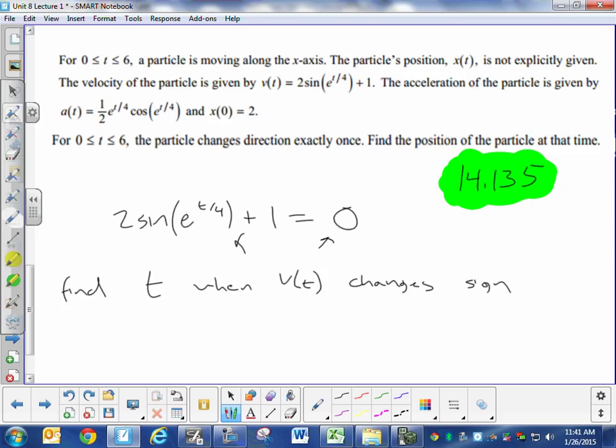Did you add the initial position? Oh, what? Two? Yes. Remember, initial plus the change. No, that x value is wrong. 1.8.